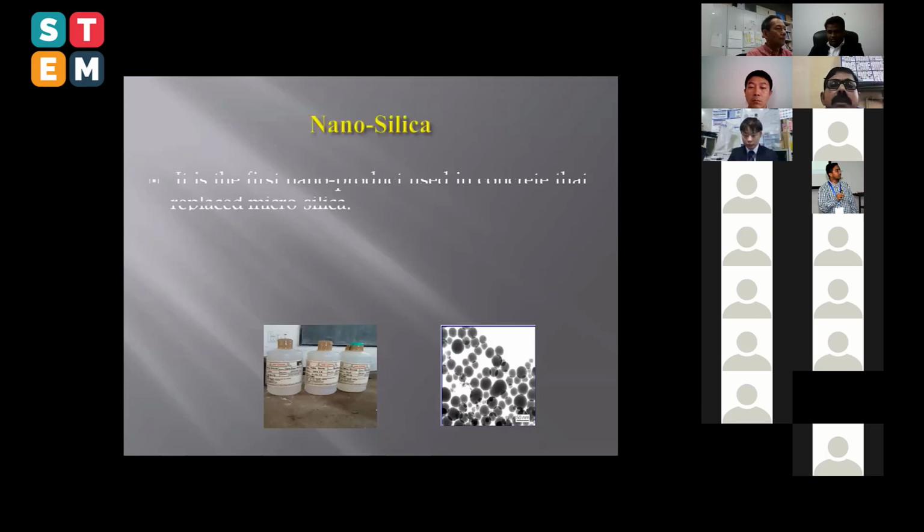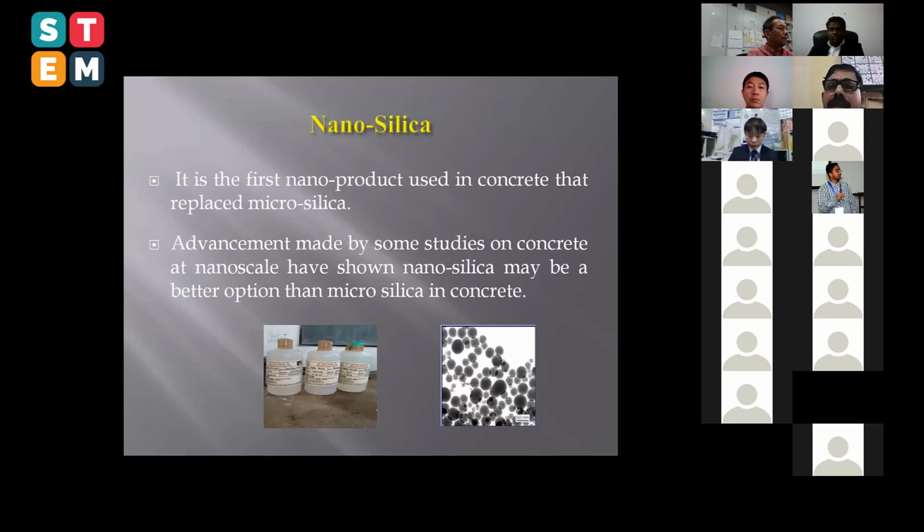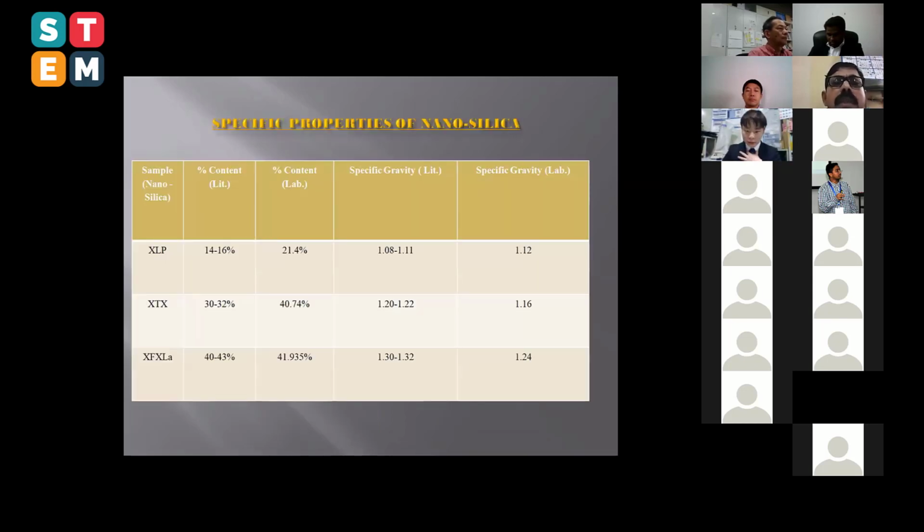Nanosilica is basically the first nano product used in concrete to replace microsilica. Earlier, microsilica, silica fume, was widely used for improvement of concrete, particularly for the compressive strength and other properties. Advances made by some studies on concrete at nanoscale have shown that nanosilica may be a better option than microsilica in concrete. Some specific properties of the nanosilica we have used differ depending on the solid concentration and the specific gravity. We have used the third type.